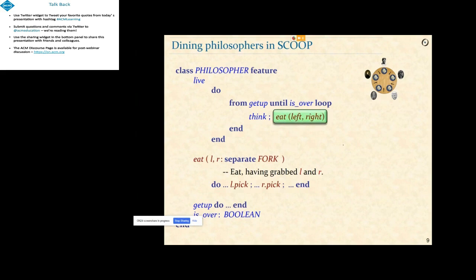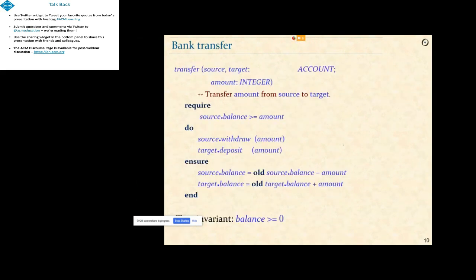And fundamentally, what you do is give me my left fork and my right fork, like eat of left and right. And the key word is separate. And so, at this point, is basically magic, and I will explain the magic as we go.